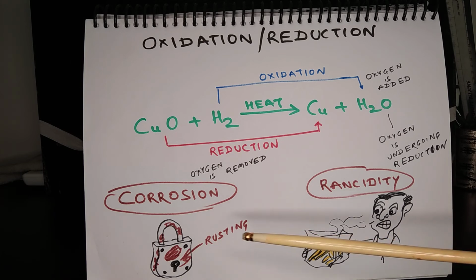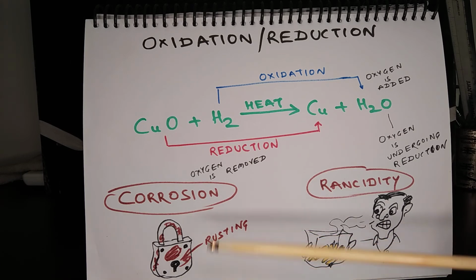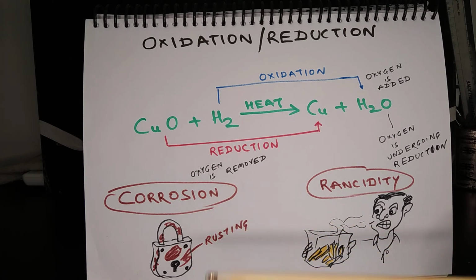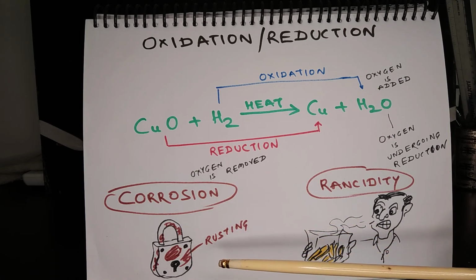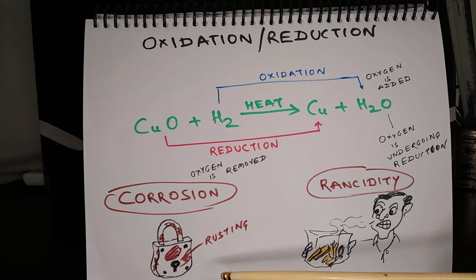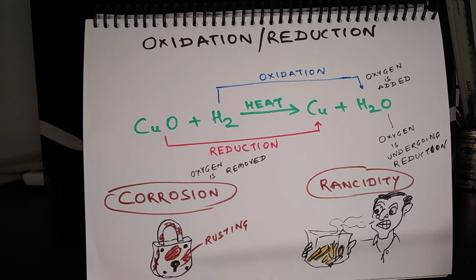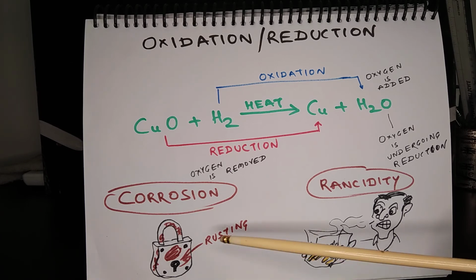There are two important examples in the textbook. One is of corrosion and another is of rancidity. In case of corrosion, what happens? Metals have a tendency to react with oxygen to produce metal oxides. And when the metal is getting converted into metal oxide, the amount of remaining metal is getting reduced.